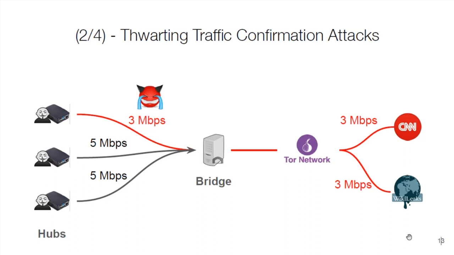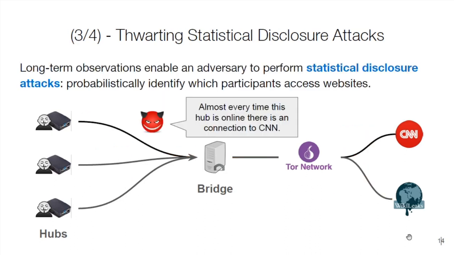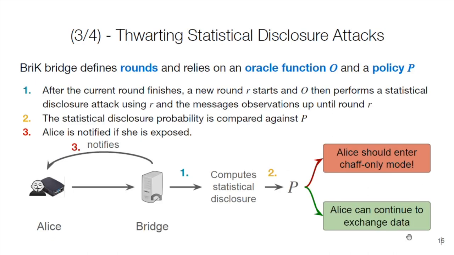Regarding statistical disclosure, you can think of a case where an attacker starts to guess that every time Alice is online, there is always an access to a given page. Over time, you may start to notice that it is probably Alice who is accessing that page. For this, we propose a system using rounds. Each round has a period of time, and we have two main components, an oracle function and a policy. The way this works is that every time a new round starts, it means that the previous round has finished.